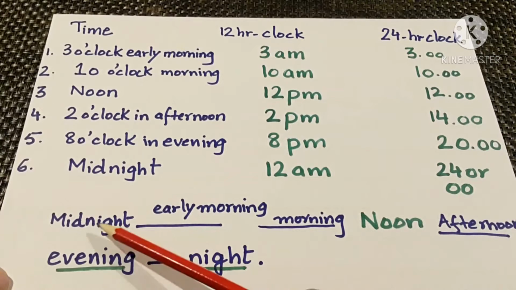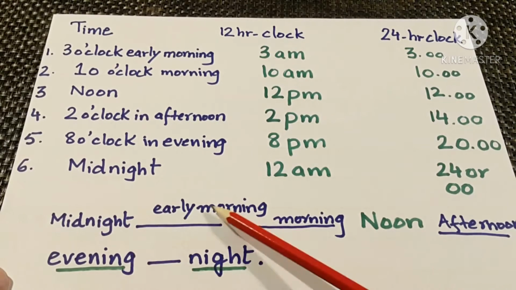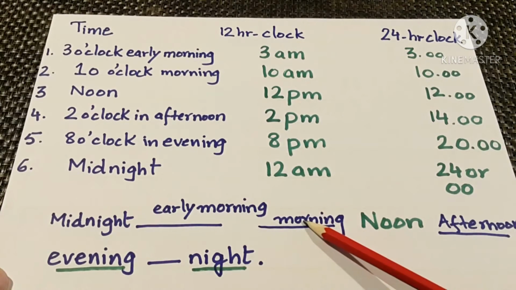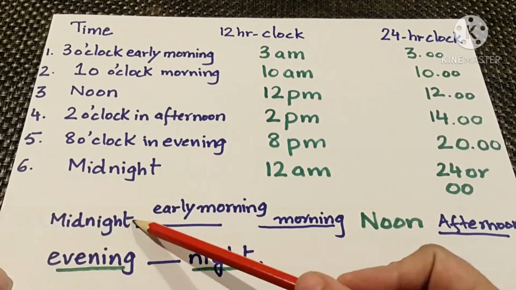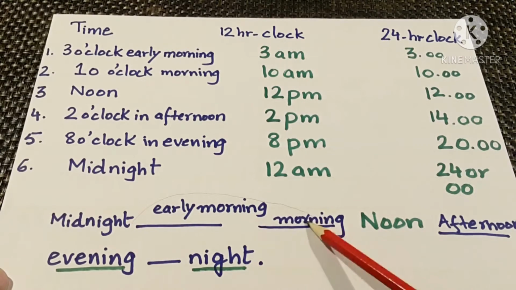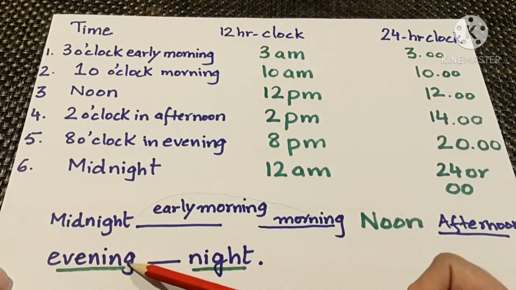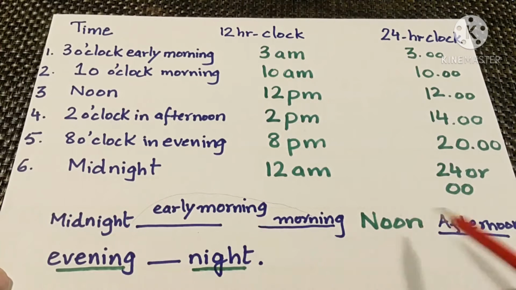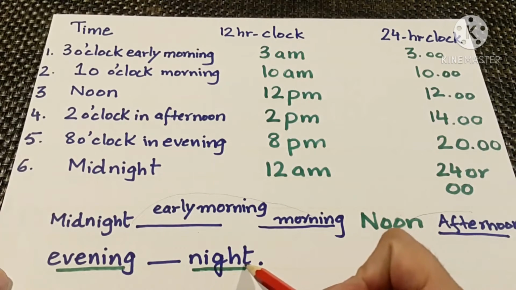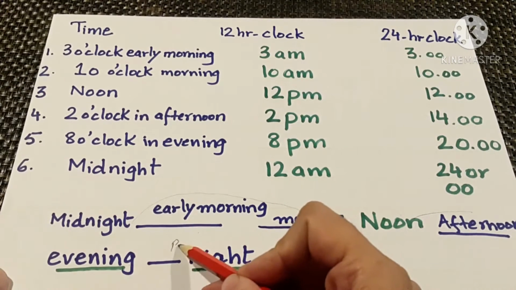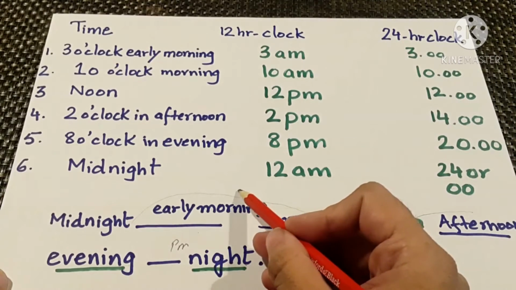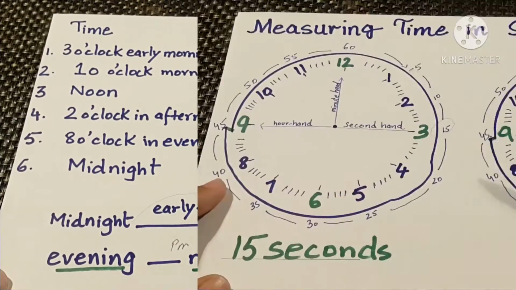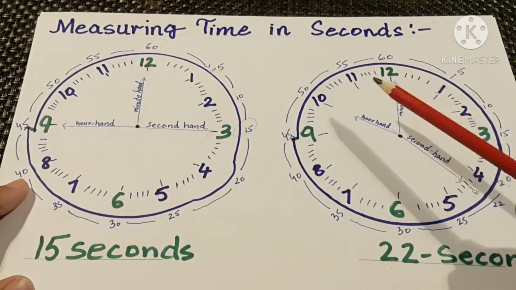Now the times are midnight, then early morning, then morning. This time is considered in AM, then noon, then afternoon, evening and night. This time, afternoon till night, is PM. This is AM.